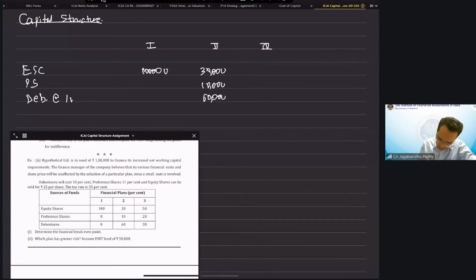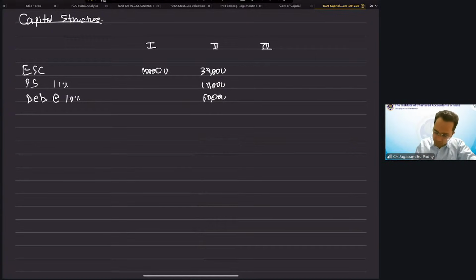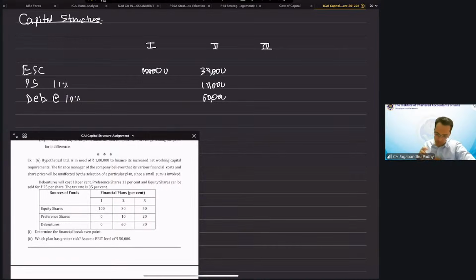Okay, preference share and debentures are going to cost us what? Debentures 10%. Preference shares are going to cost us 11%. Okay, one more thing. Equity shares can be sold for rupees 25. They're saying equity shares can be sold for rupees 25.